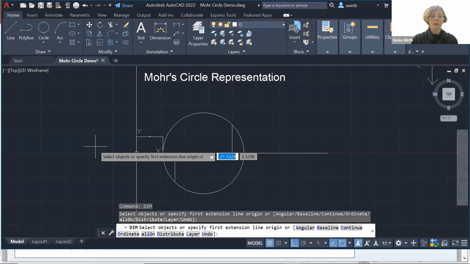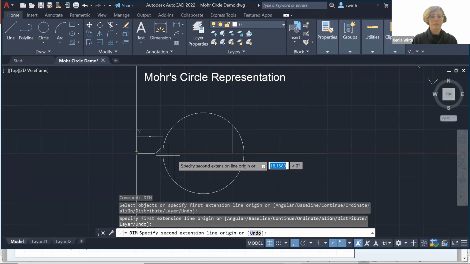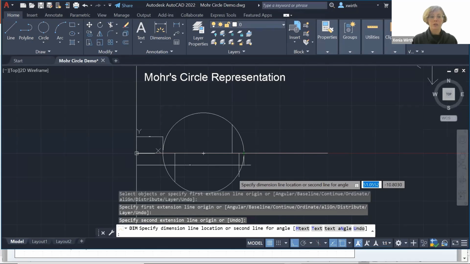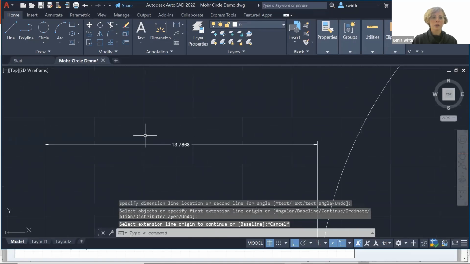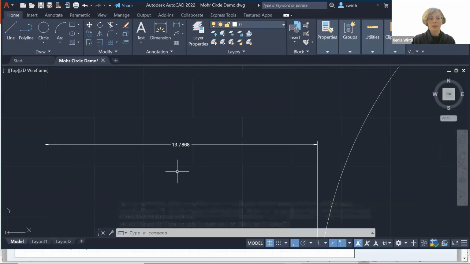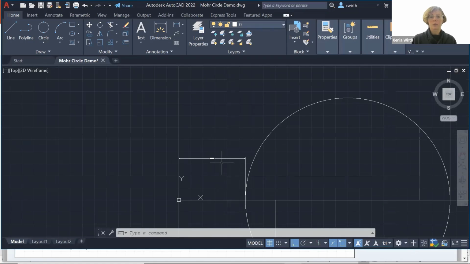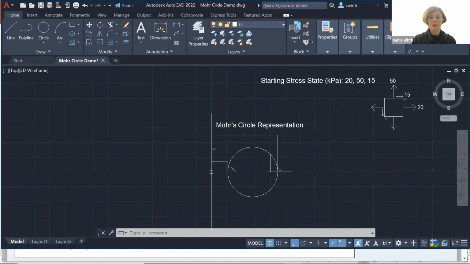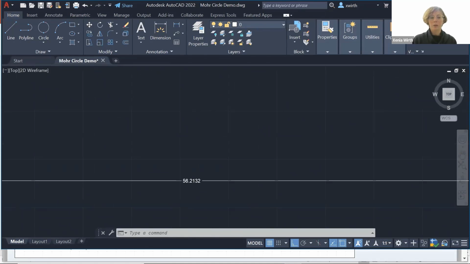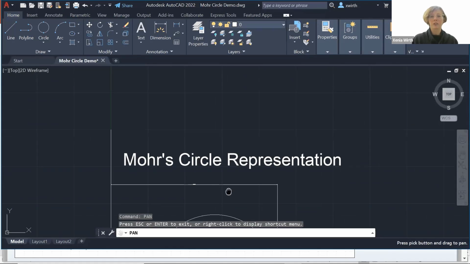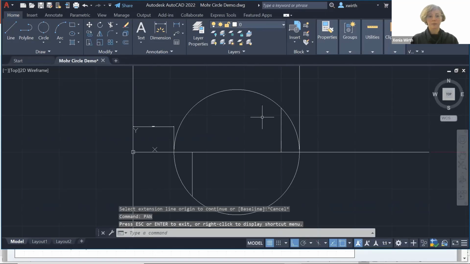Dimension 1, dimension tool, from 0 normal stress to the edge of my Mohr's circle here. For my minor principal stress, I see that it is 13.79 kPa, the same value that I got using the plane stress transformation equations, but this time I did it graphically. For my major principal stress, which is where the circle crosses the x-axis on the opposing side, I got 56.21 kPa. So I got exactly the same answers using a different method of representing stresses.